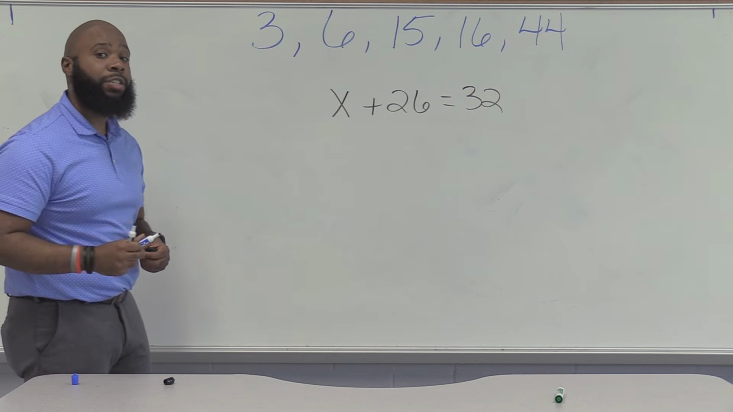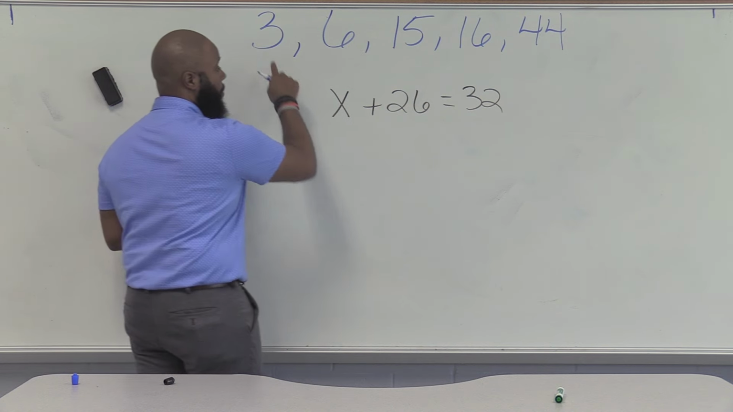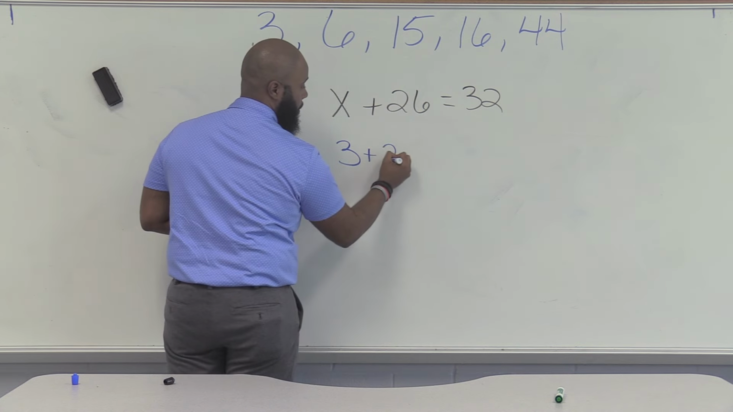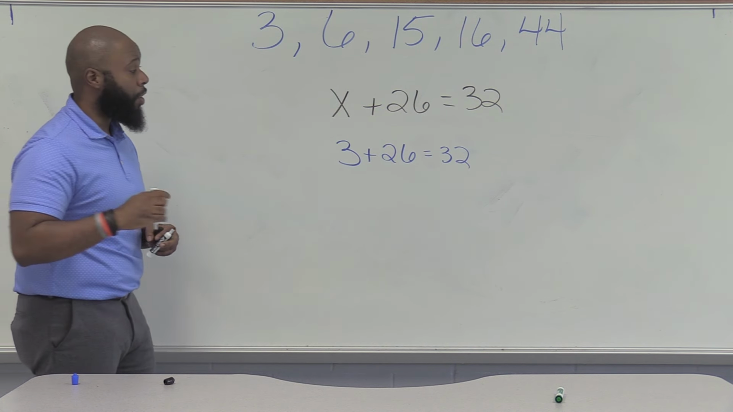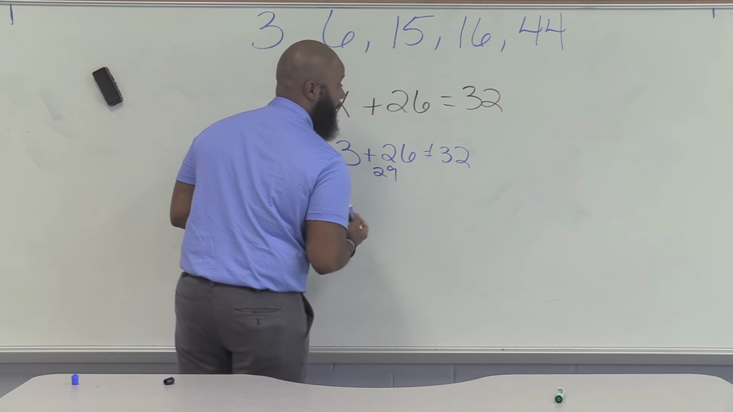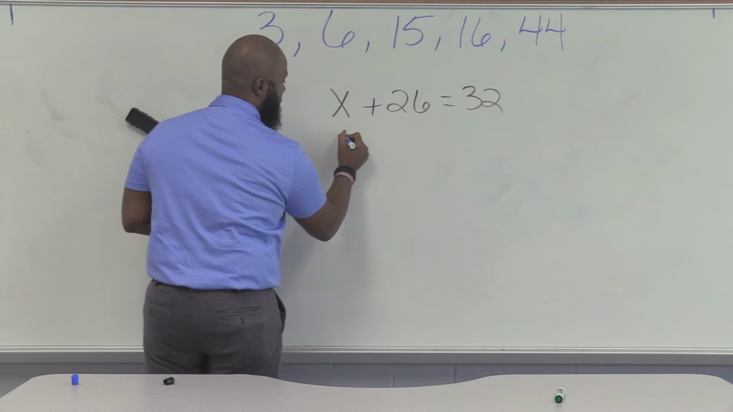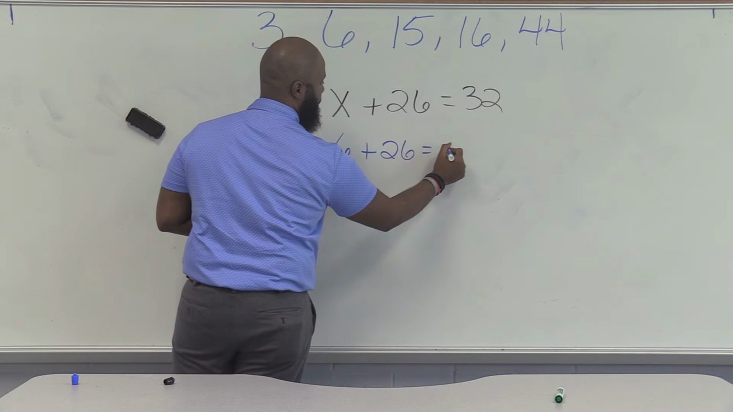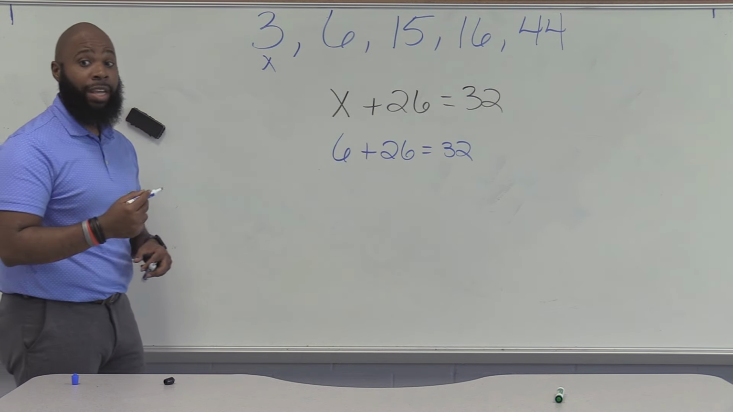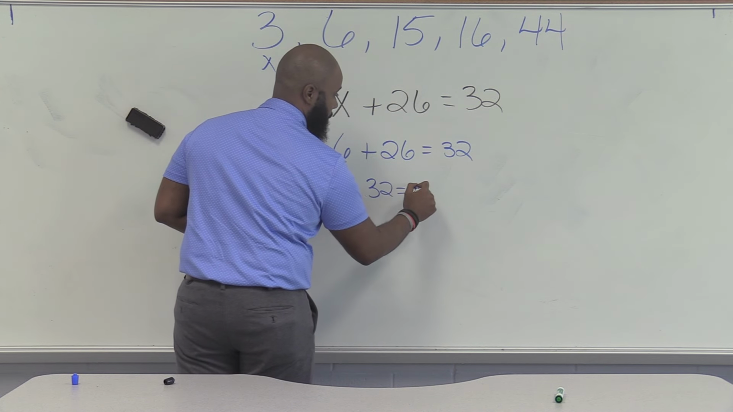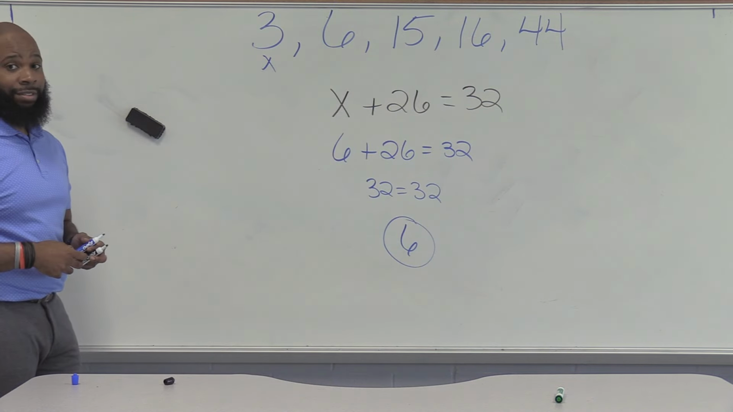So now what we're going to do is start substituting these numbers in for x to figure out which one is going to make our equation true. I'm going to start with my first number in my set, 3. I'm going to substitute 3 for x. So 3 plus 26, does that equal 32? No. 3 plus 26 is 29, so that one can't be it. Let's look at my next one. I'm going to substitute 6 in for x. 6 plus 26 equals 32. Does 6 plus 26 equal 32? Yes. 6 plus 26 is 32. So these are equal. So 6 is my solution. Got that? Let's try another one.